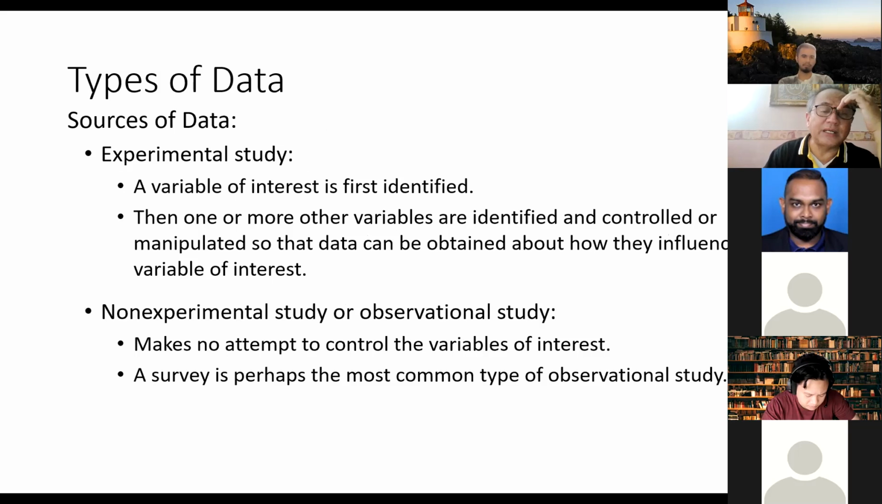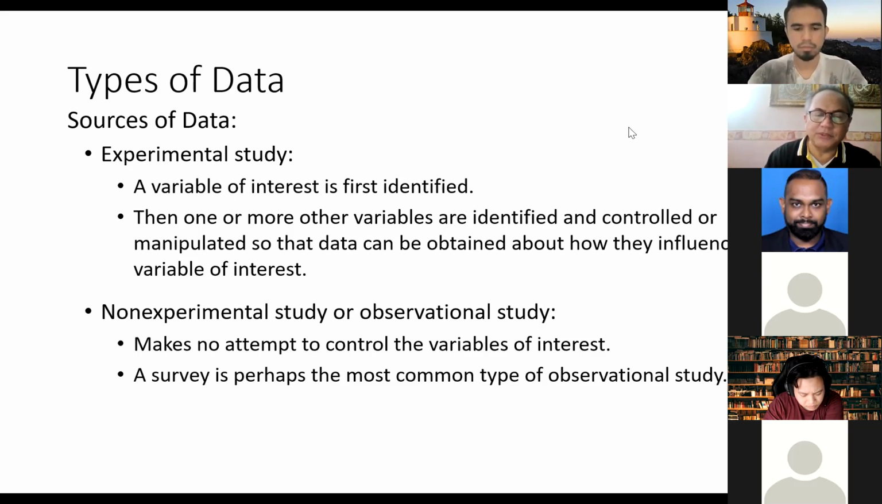There are sources of data. We can have an experimental study, where the variable of interest is identified, and then you have two or more variables we identify and control. One is controlled, the other is manipulated. So you can see how the control should be maintained, but for the manipulated variable, whenever you make some changes, you can see the differences in the outcome.